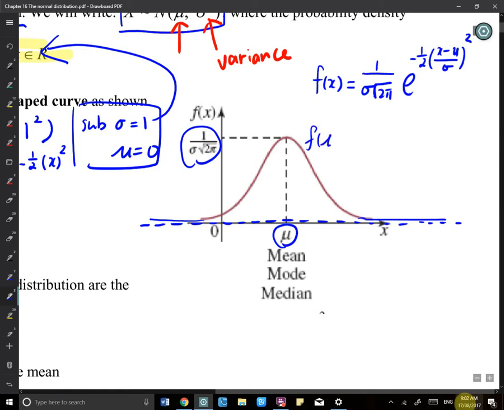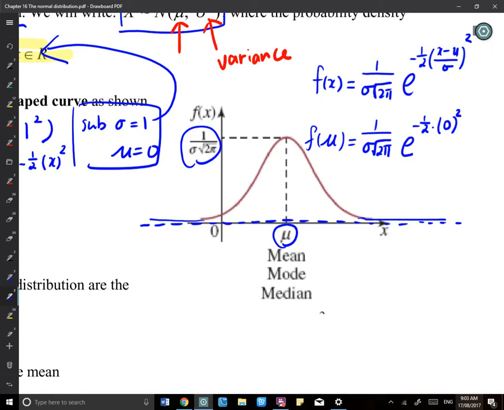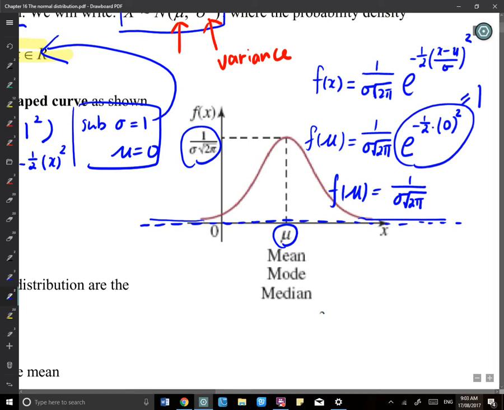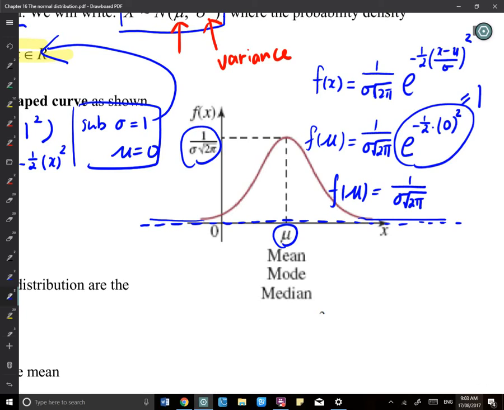So if x equals mu, I will sub x equals mu into the function. What I will have is negative a half times 0 squared, because x equals mu, and mu minus mu equals 0. Exponential to the power of 0 is just 1. The whole thing here equals 1. So f(mu) just equals 1 over sigma square root 2 pi. So when x equals mu, the highest point is just the coefficient you have in front of the exponential. That gives you the highest value.